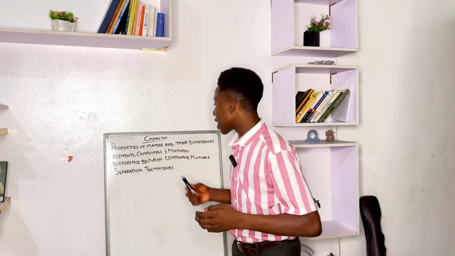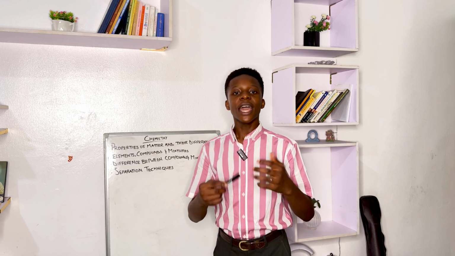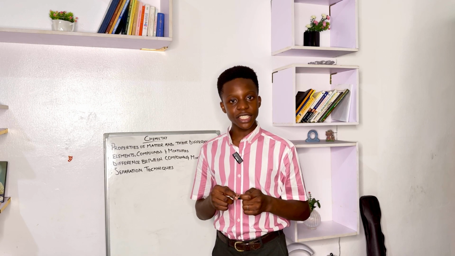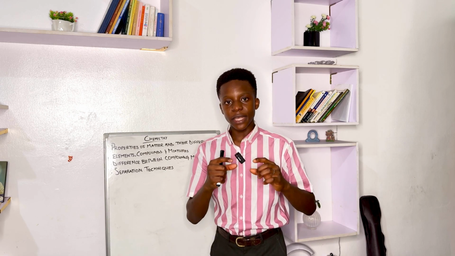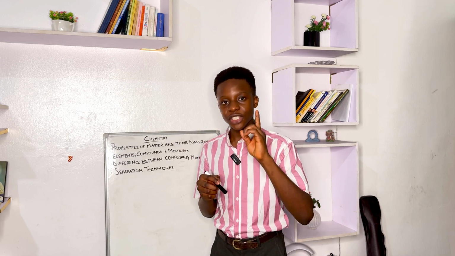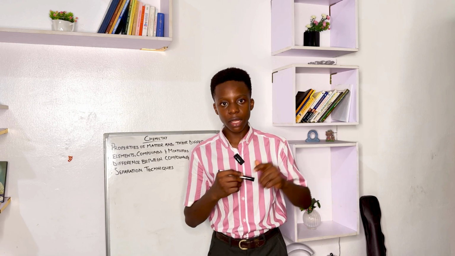Next, we're going to learn about elements, compounds, and mixtures. What is an element? An element is the simplest unit of a substance, which cannot be divided into any simpler units by an ordinary chemical process. Now, what I just explained means that I need to explain one term when it comes to matter and properties of matter to be able to understand elements.